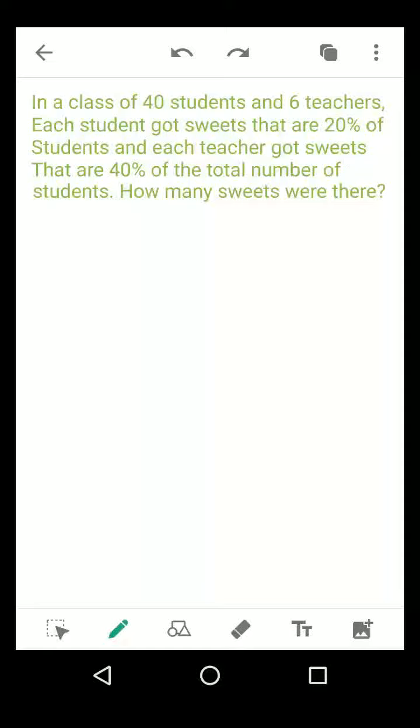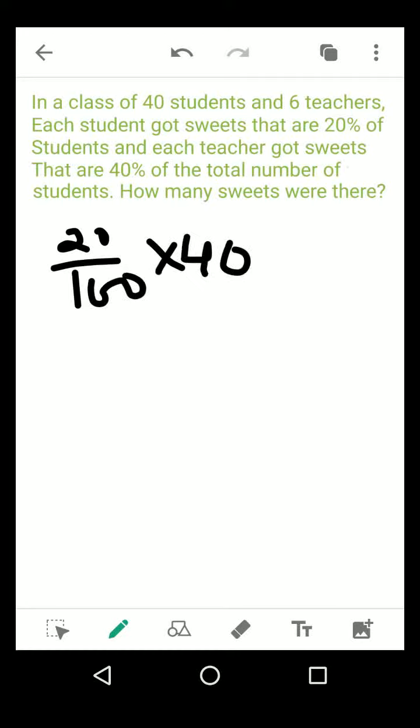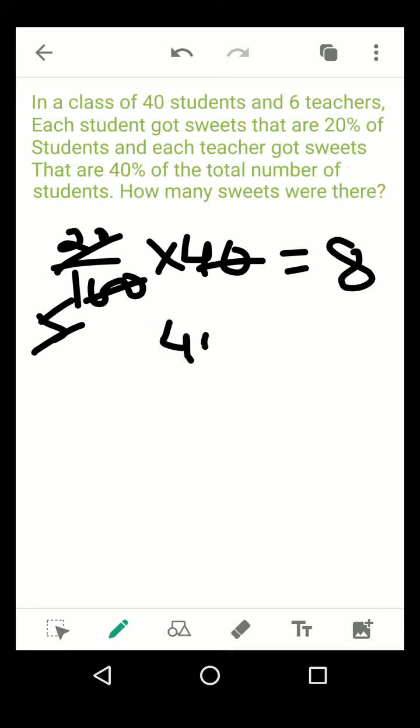There are 40 students and 6 teachers, and each student got 20% of the total number of students. Means 20 divided by 100 into 40, that is the total number of students. So 2 ones are 2, 2 fives are 10, and 5 ones are 5, 5 eights are 40. So each student will get 8 sweets. Means that total is 40 into 8. 8 fours are 32. You will get 320 sweets distributed among the students.